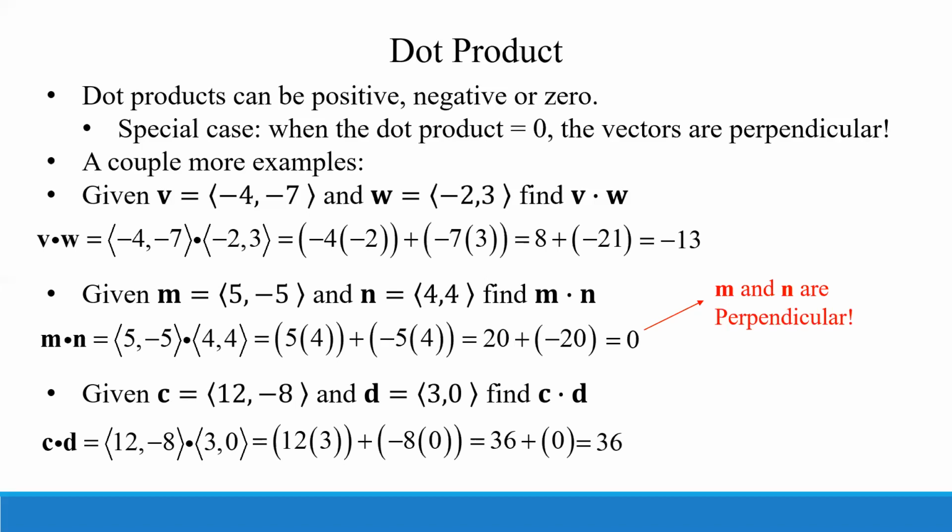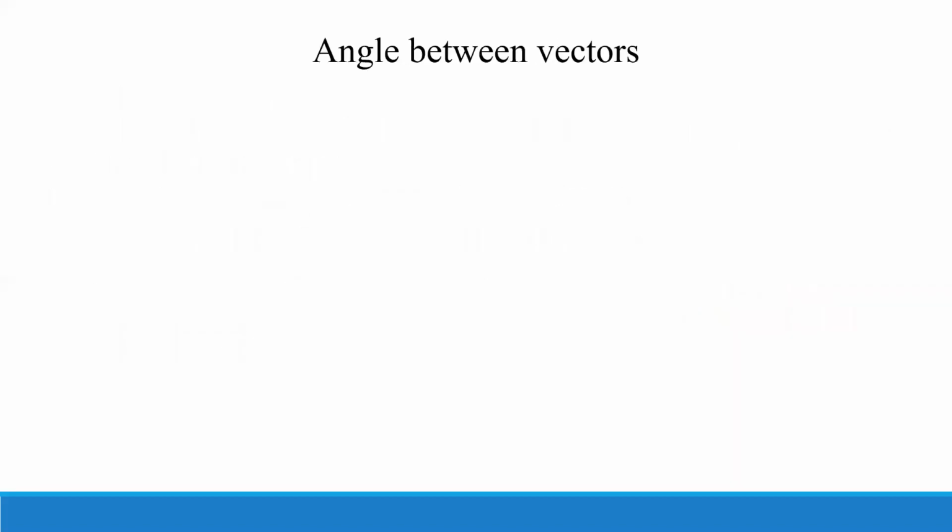Okay. Now, the reason we talked about dot product, really, again, there's some other physics applications that we do with dot products, but there's one application that we are going to do, and that would be to be able to find the angle between two vectors.